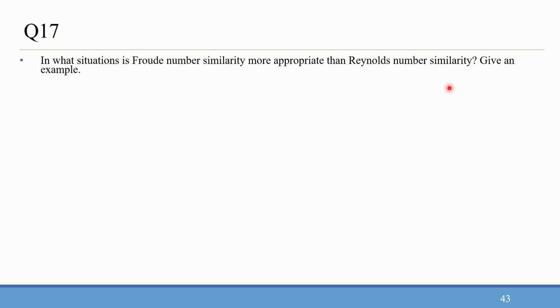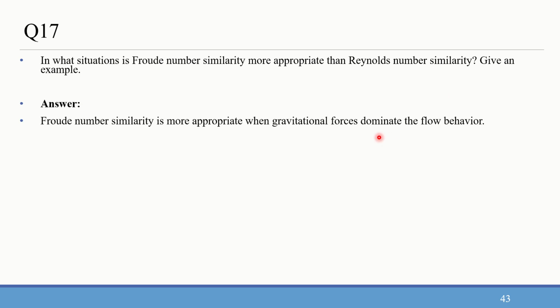So we can say that since Reynolds number is the ratio of inertial to viscous force and Froude number is the ratio of inertial to gravitational force, whenever we are dealing with anything more prominent with gravitational flow, we can go with Froude number. In the other cases, we need to go with Reynolds number whenever we are talking about viscous situations. So the answer is Froude number similarity is more appropriate when gravitational forces dominate the flow behavior. This is what we have seen.